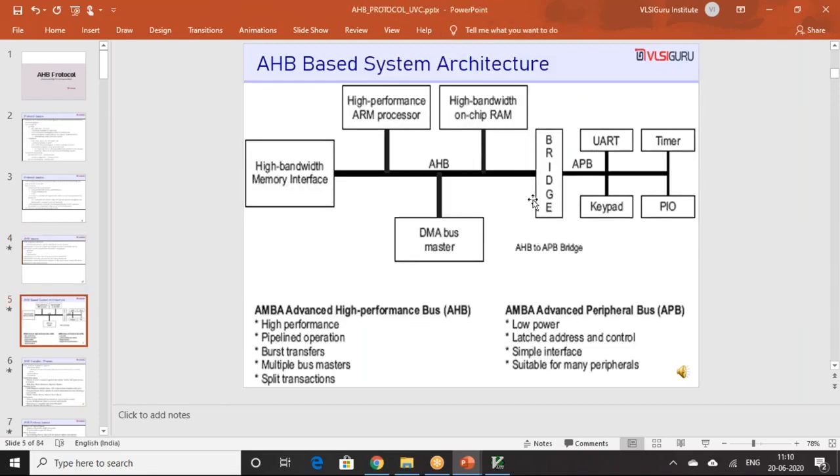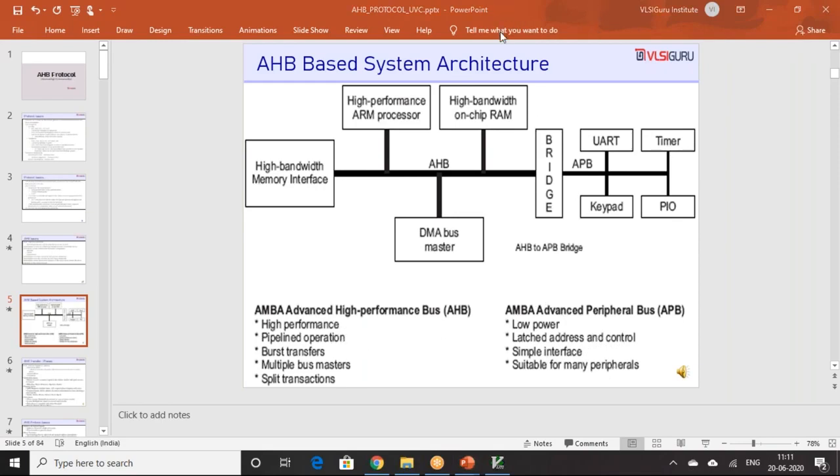Next, this is how the AHB based system architecture diagram looks. You go with AHB if you want high performance, pipelined operation, burst transfers. How does it give high performance? Through pipelined operations, burst transfers, multiple bus masters, and split transactions. APB is used for low power requirements. The primary reason you go for APB is because you want low power. It latches address and control, and is a simple interface suitable for many peripherals. Based on the requirements, you go for either AHB or APB.